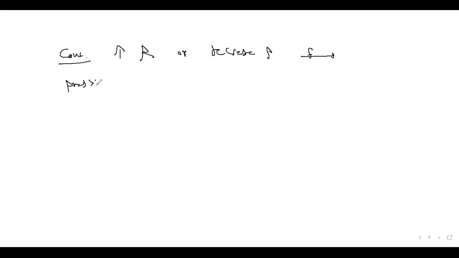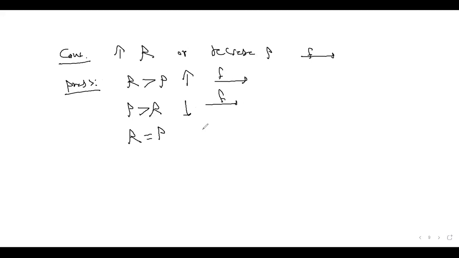In pressure, if the number of moles of reactants is greater than the products, we must increase the pressure to make the reaction move forward. If the number of moles in the product is greater than in the reactants, we must decrease the pressure to make the reaction move forward. If the number of moles are equal, no effect.